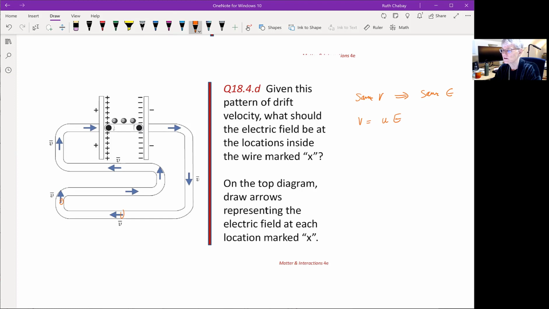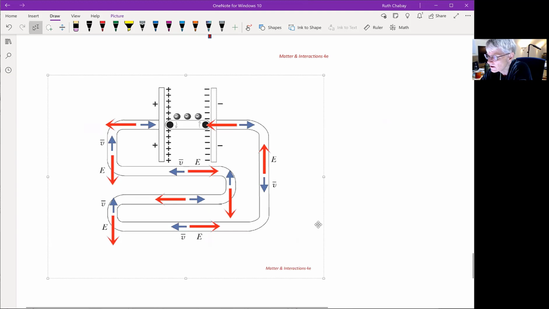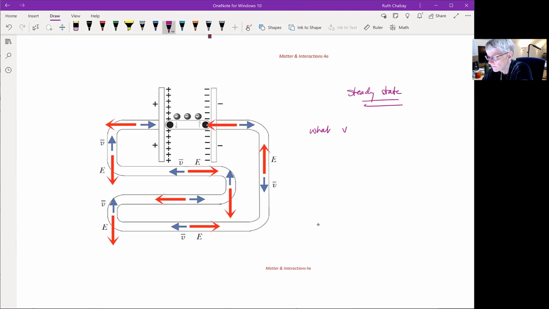And I'm going to use this picture because it's a better drawing than I can make. So presumably this is what it has to look like in the steady state. What it must be. Okay, so we know what it's got to look like. Let's try to figure out how it gets that way.